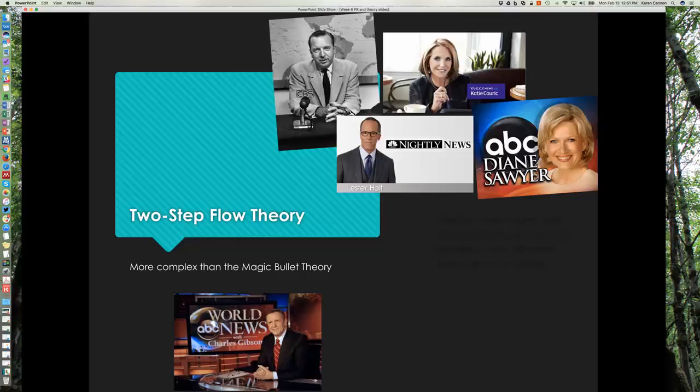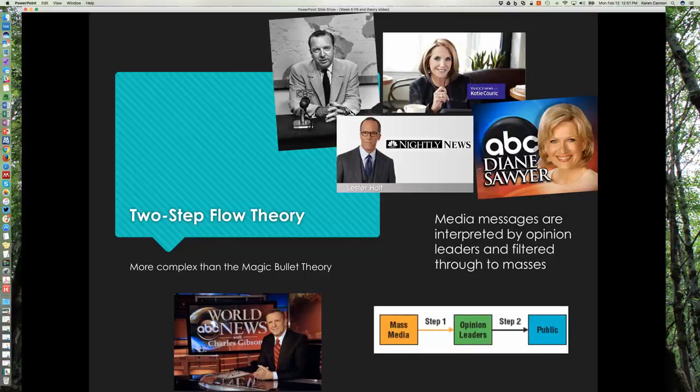And that was the idea of the two-step flow model of communication. And what happens here, as you can see, there's another step, right? This addition of opinion leaders. And the idea behind the two-step flow theory is that mass media create messages, and then opinion leaders filter that message out to the public.